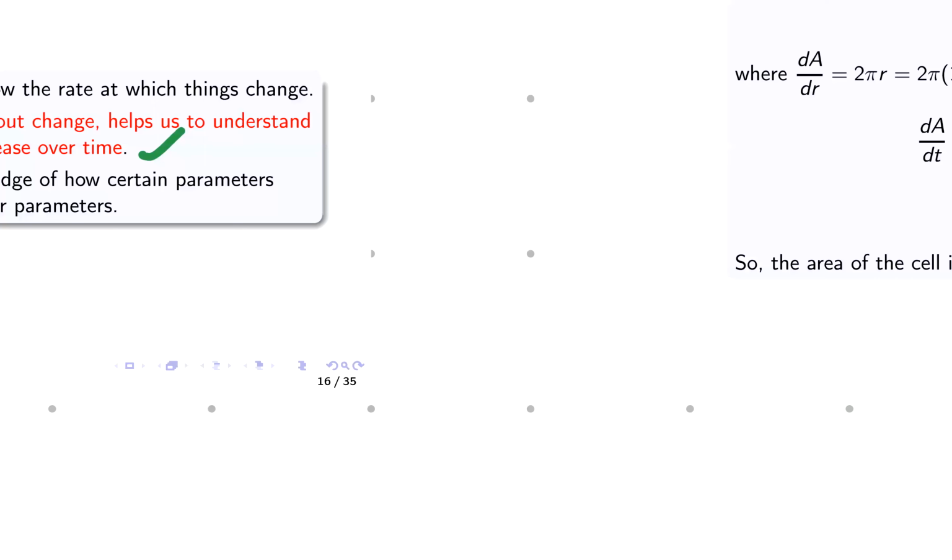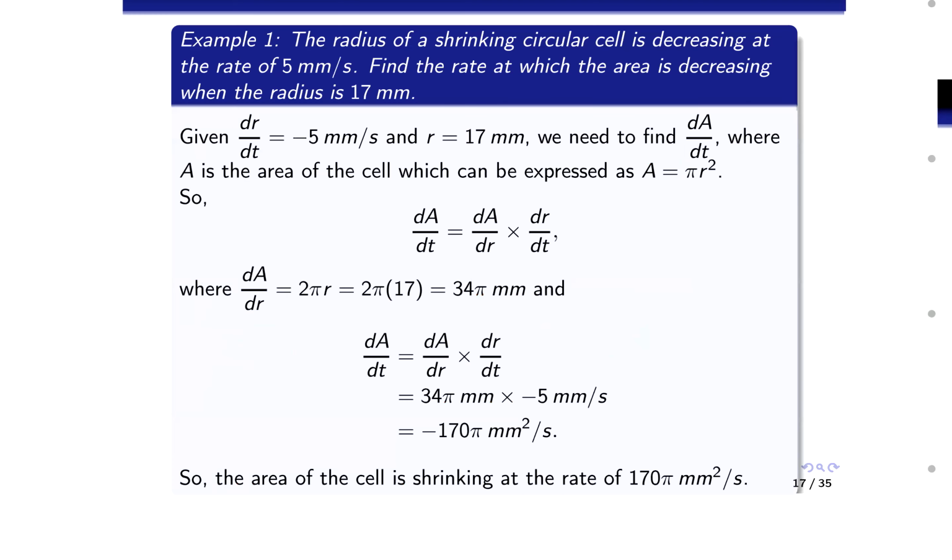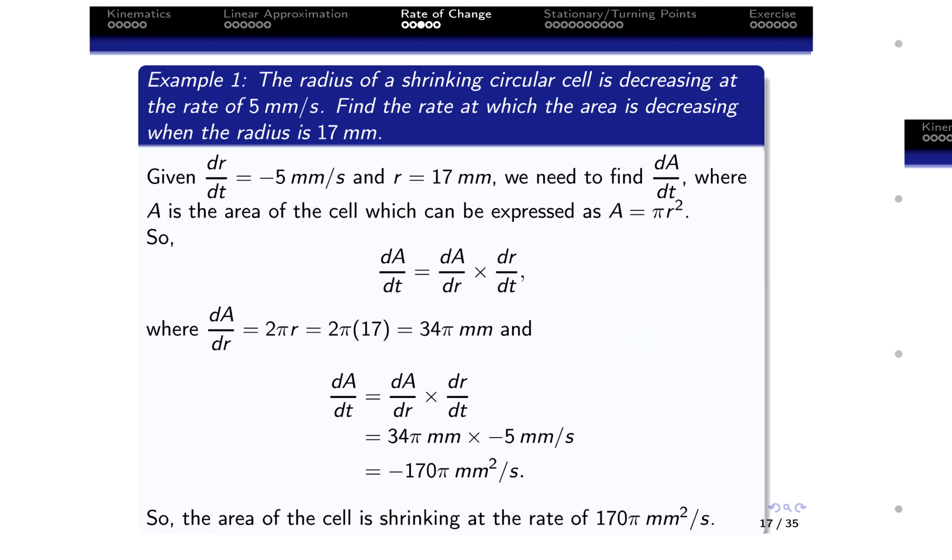Okay, so let's take our first example. Not a big deal. So, example one: the radius of a shrinking circular cell. Take note of the word circular. Circle. That's very important. The radius of a shrinking circular cell is decreasing at the rate of 5 millimeter per second. Find the rate at which the area is decreasing when the radius is 17 millimeters.